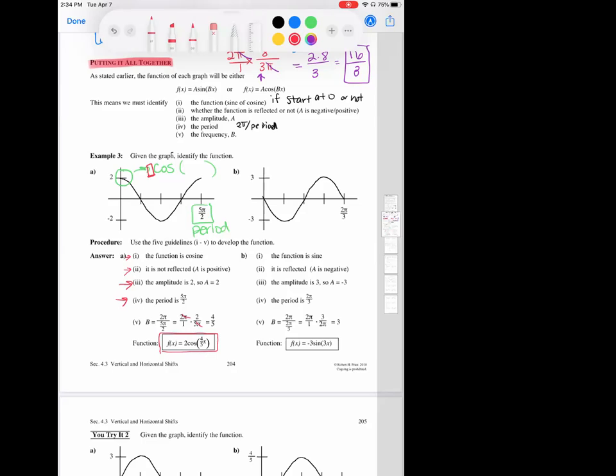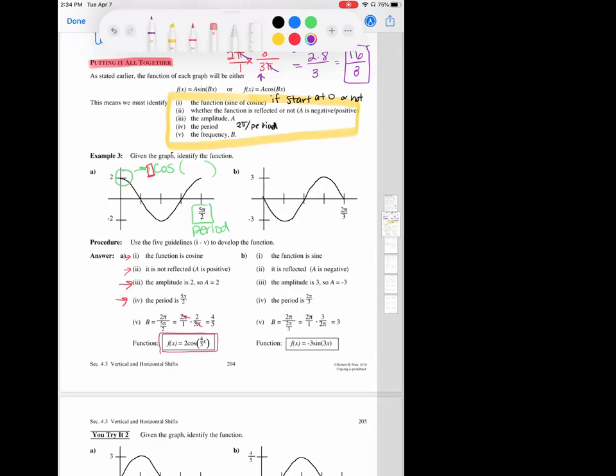We took every little piece. So if you could, this would be a good thing to maybe highlight for your notes. We're going to use this whole piece of information to identify if it's a cosine or a sine function. That's really all we're doing for this entire section.